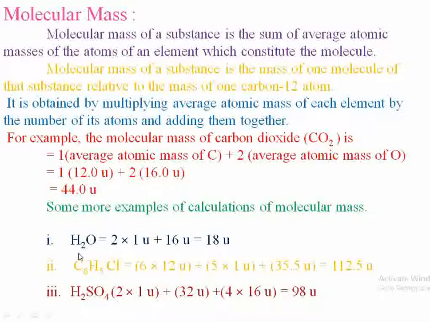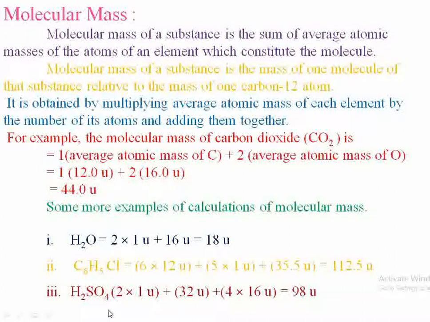First is the water molecule. In water, there are 2 hydrogen atoms, 2 into 1 U plus 1 into 16 U, that is equal to 18 U. This is 18 unified atomic unit, the molecular mass of this H2O molecule. Similarly, in case of chlorobenzene, 6 into 12 U plus 5 into 1 U plus 35.5 into U into 1. The 6 is carbon, 5 is hydrogen, and this is 1 chlorine. It is equal to 112.5 unit.